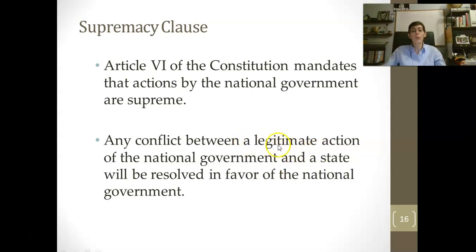Now, this is regarding a legitimate action of the national government. And there have been times when the national government has made a law and the state took them to the Supreme Court, and the Supreme Court said, you know what? You're right, states. That's not a legitimate action of government, so bye-bye law. The law is unconstitutional. But if it's a legitimate action, based on the Constitution, if the law is constitutional, it will always be resolved in favor of the national or federal government.